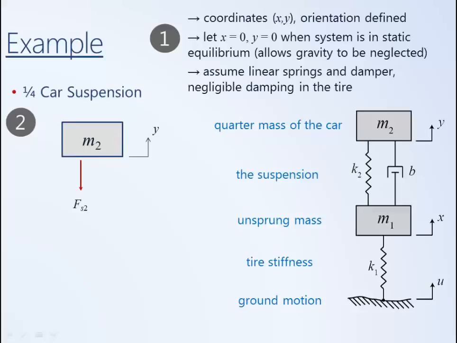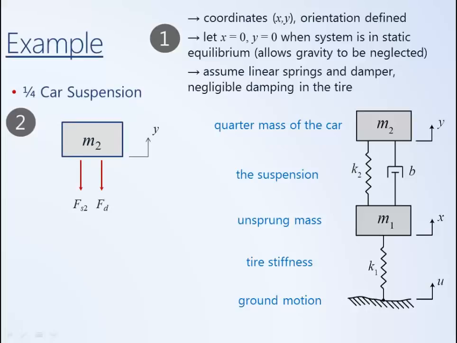Similarly, with the dashpot, with the damper, I imagine that M1 is fixed and that M2 is moving upwards, and since the damping force opposes motion, opposes the direction of the velocity, the damping force will also be downward.